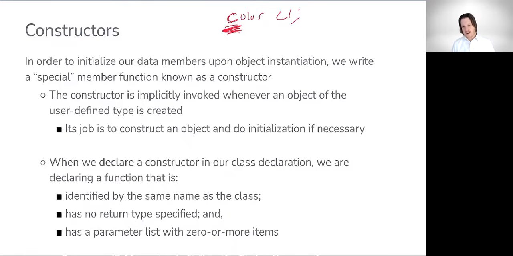Now, when we declare a constructor in our class declaration, we're essentially declaring a function that is going to have the same name as the class. It will not have a return type, which makes it one of these special functions, and it can have a parameter list with 0 or more items.